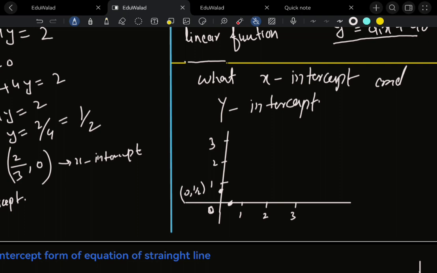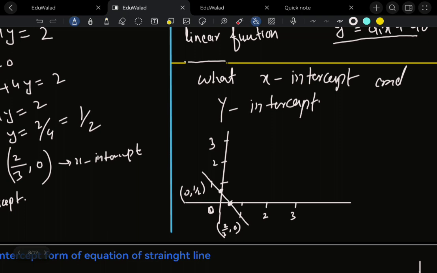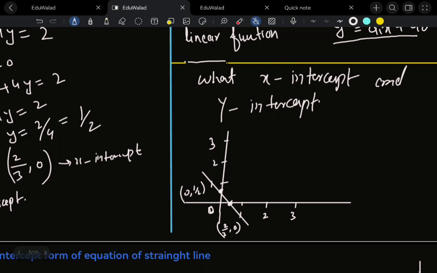Our point is here, and the value of y is 0. So 2 upon 3 and 0. This is our second point. So the equation of the line will pass through these two points. Here this is the x-intercept and this is the y-intercept.